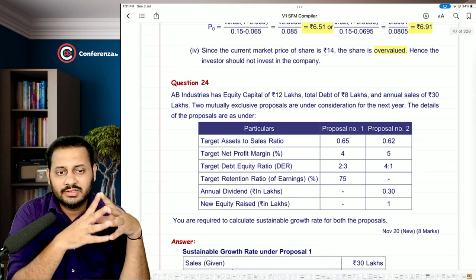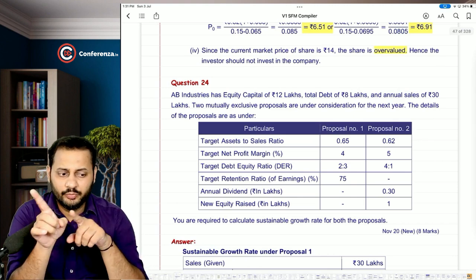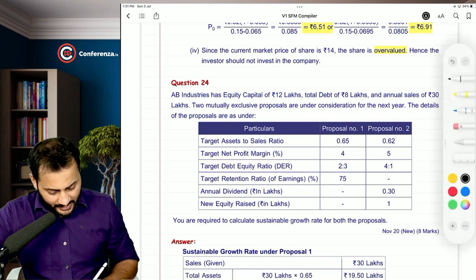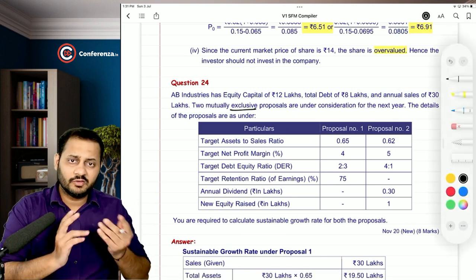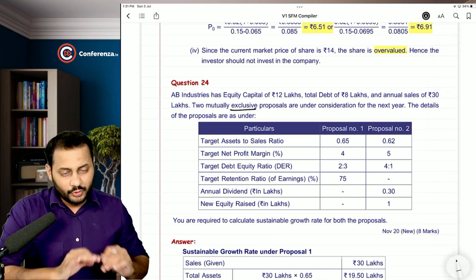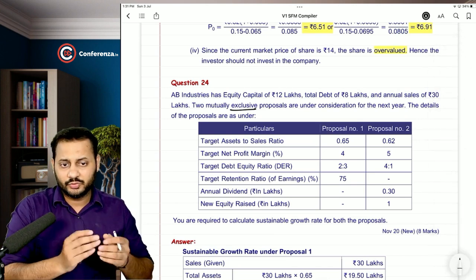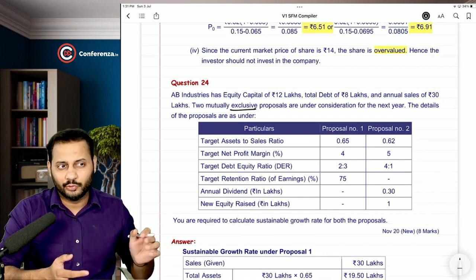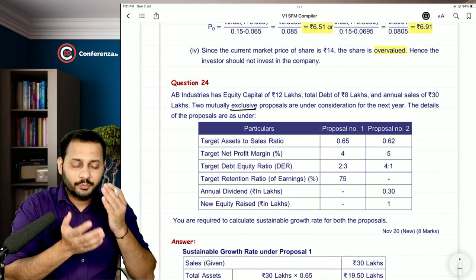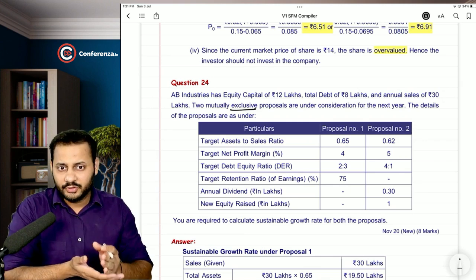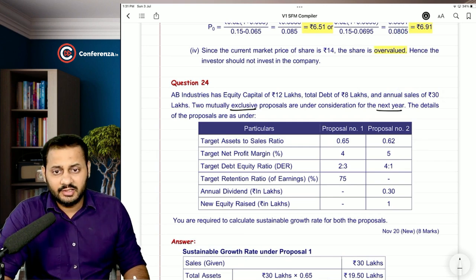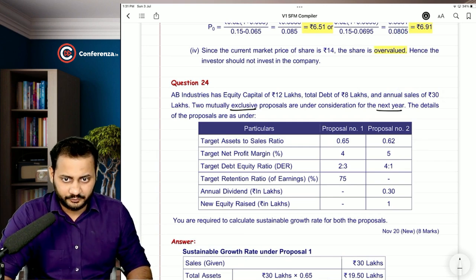And annual sales of 30 lakhs, two mutually exclusive proposals. What do you mean by exclusive? It means that either of the two can be accepted. You do not have funds to invest in both. So proposal number 1 and proposal number 2 are the two proposals which you are considering for the next year. The details of the proposals are as under.